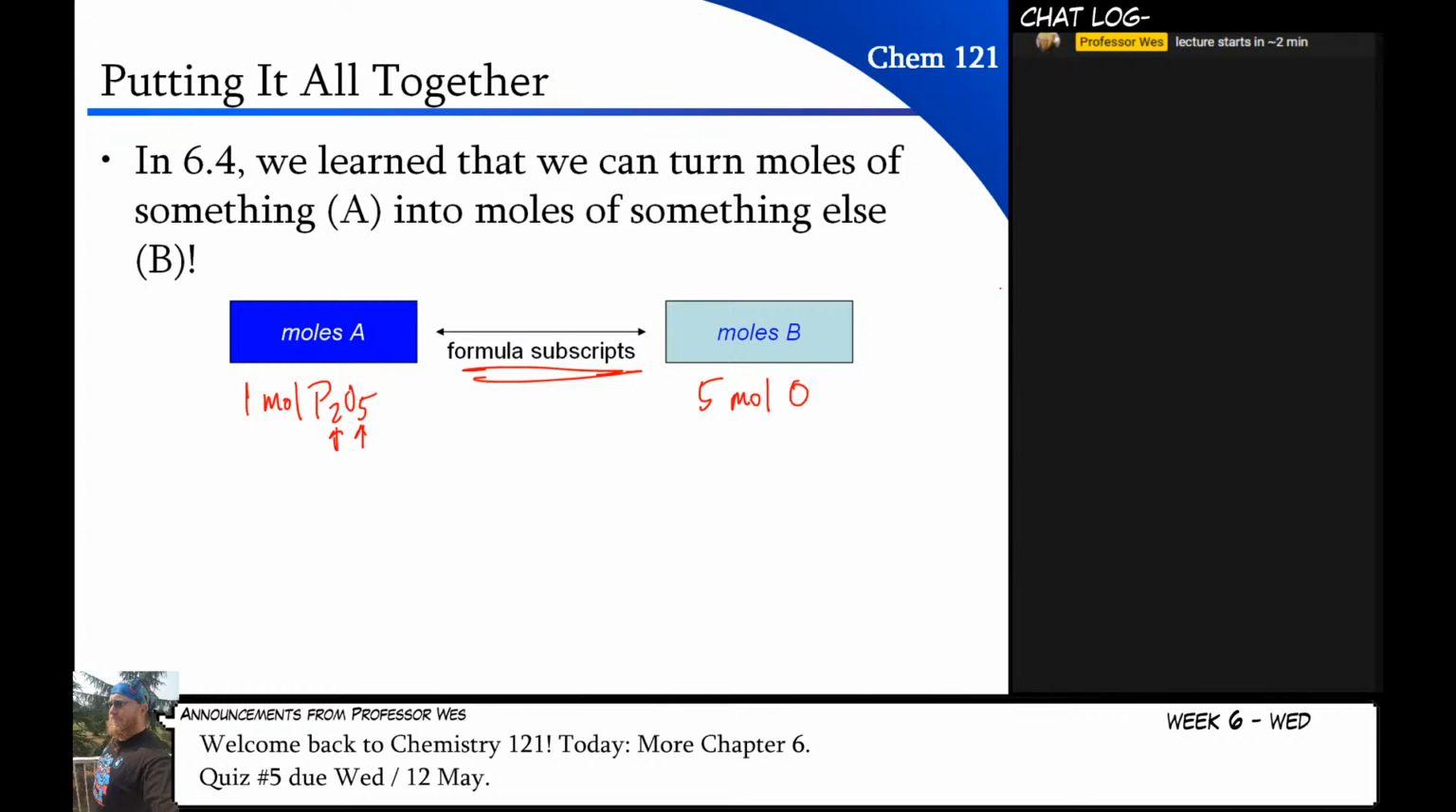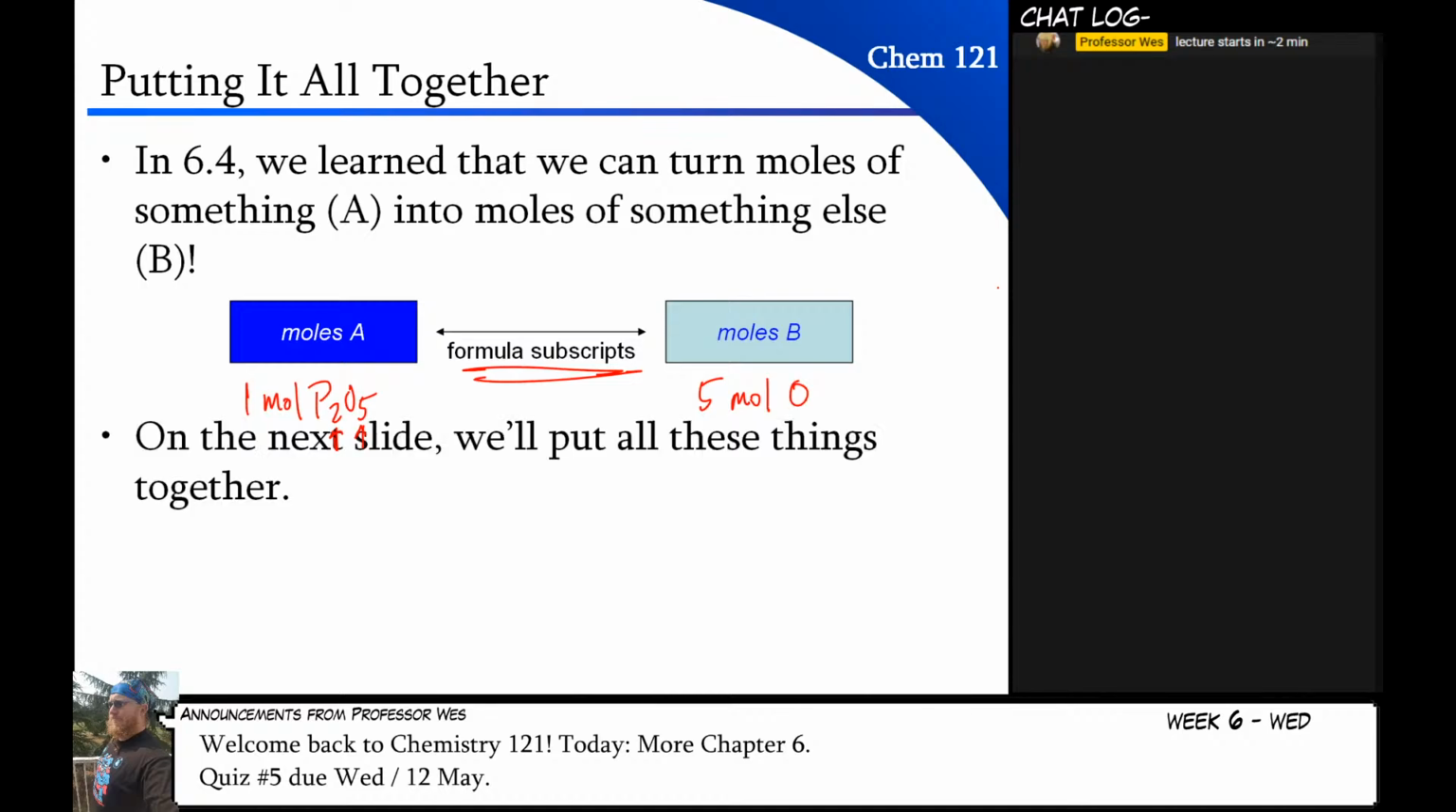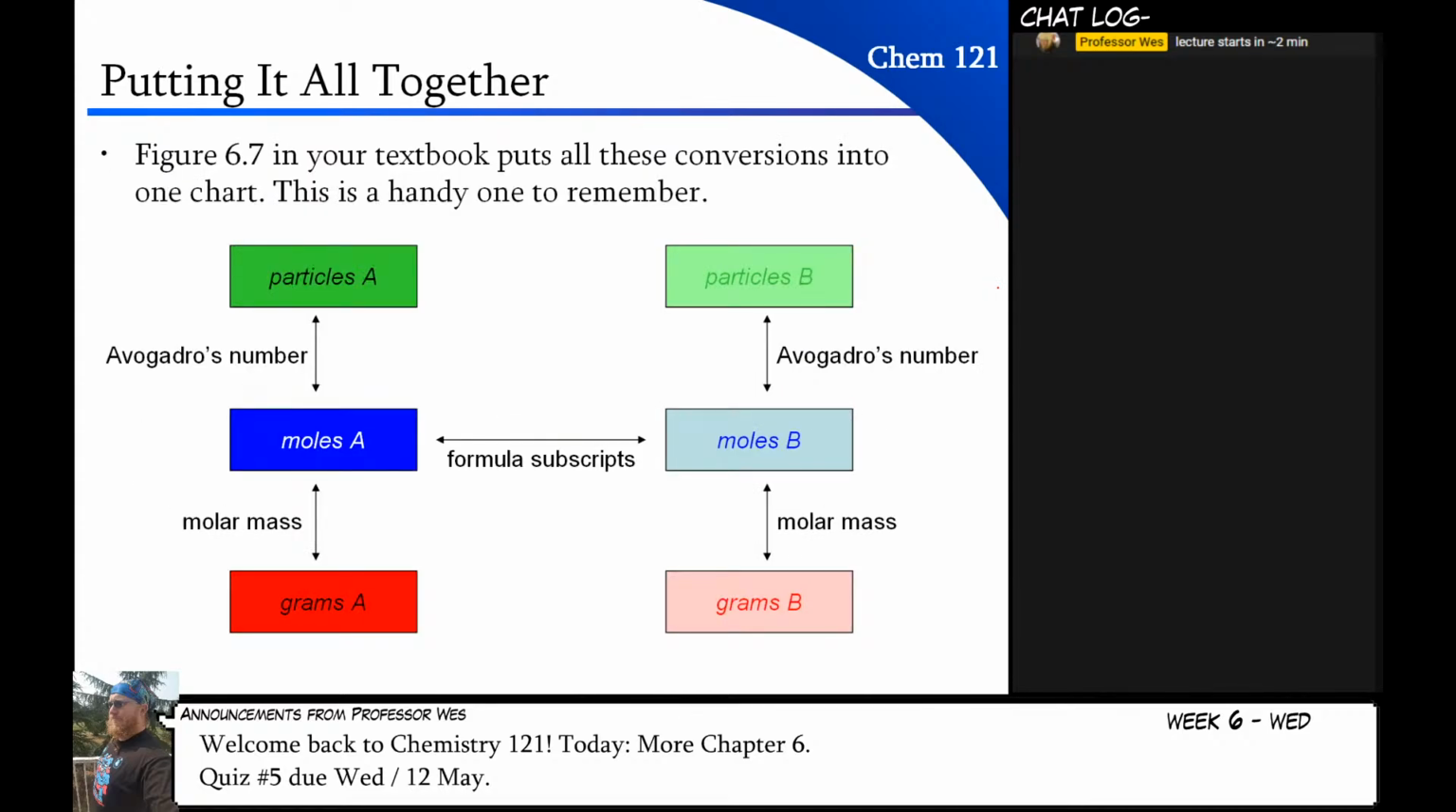Now, we can put all those things together in a diagram that looks like this. This is straight out of the textbook, but I've recreated it so that it's a little more colorful. This diagram is basically a blueprint, kind of like the blueprints that we've been making all along for any dimensional analysis problem. And as long as you know where you're starting at and where you're going to, you can solve the problem.